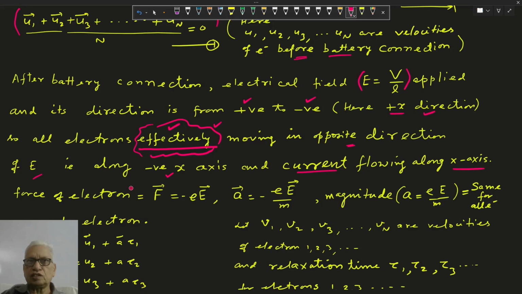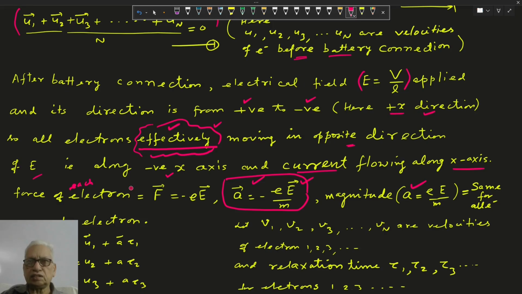Now the force on each electron is the same, because the charge is the same and the electrical field is the same throughout. So we get the acceleration as force divided by mass. Force here is eE, so the numerical value of acceleration is a equal to eE by m. In vector notation, there is a minus sign because electrons are moving in the opposite direction, so acceleration is in the opposite direction of the applied field.